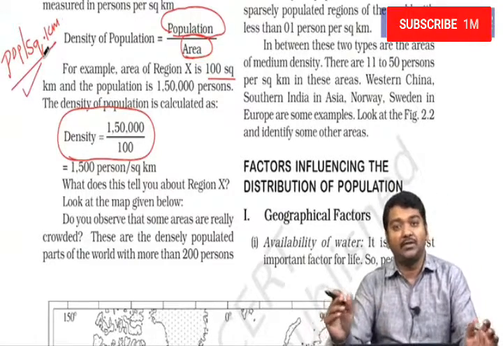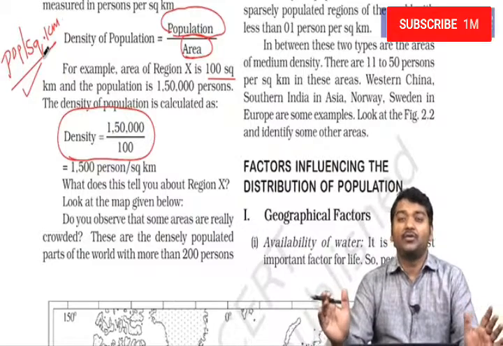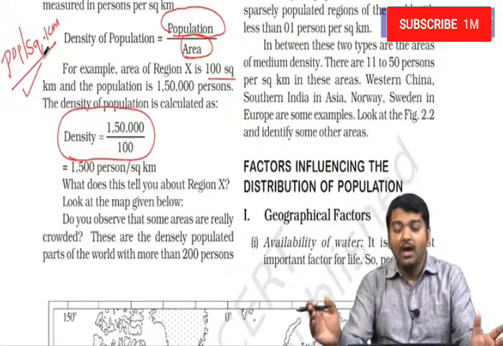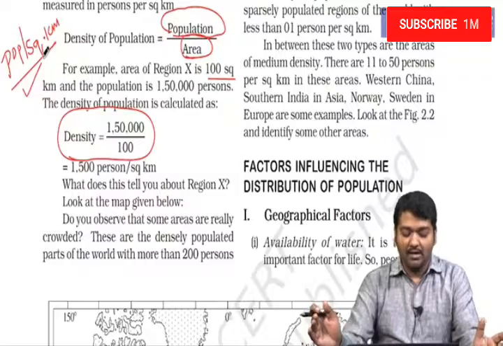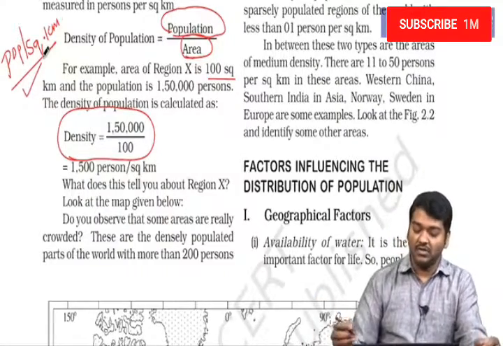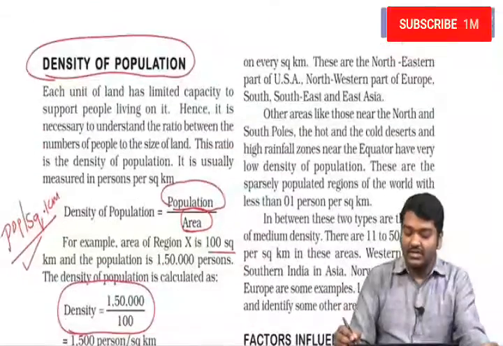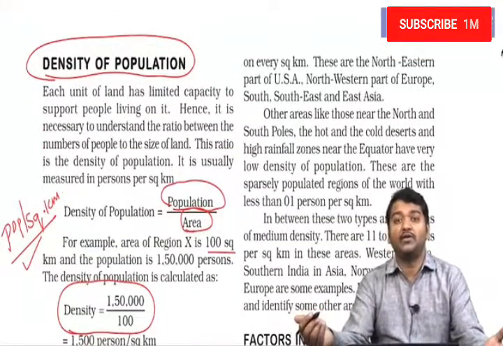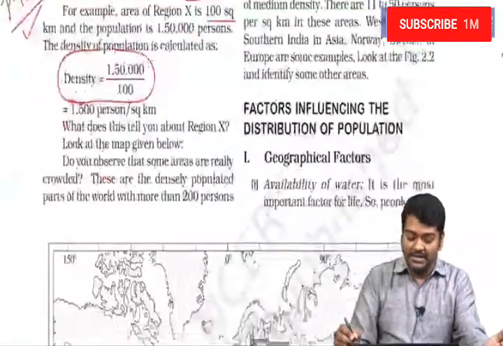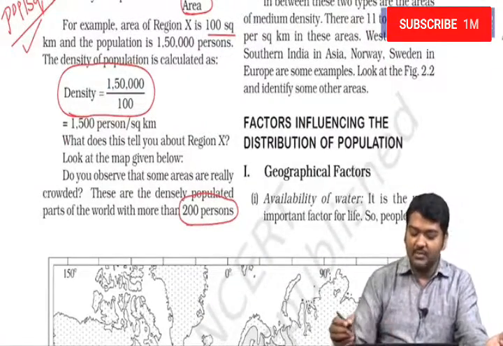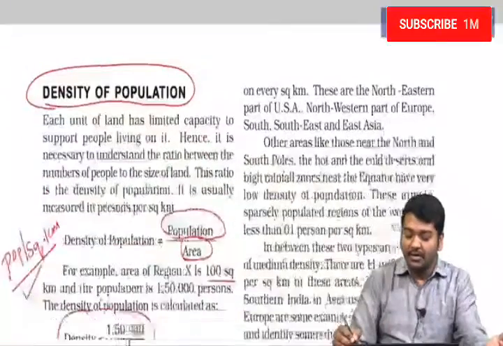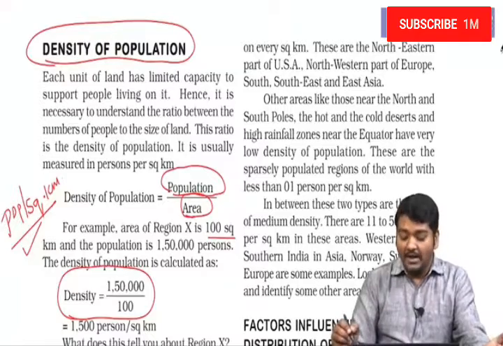So you take the total area of India and the total population of India, and whatever you get while dividing this is your density, right? Once the population density is more than 200 persons per square kilometer, we call it densely populated, and in some parts it will be very less.